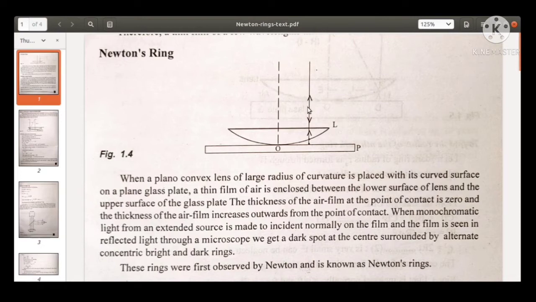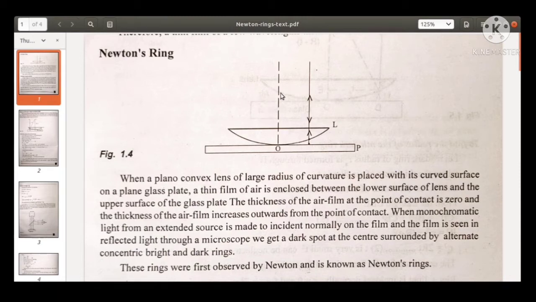Okay, so if we are observing the reflected light through a microscope placed here, we can see a dark spot at the center, which will be surrounded by alternate dark and bright fringes. Okay, so the fringes will be in the form of rings. This is because the central point is dark. Okay, and this is curved in shape.